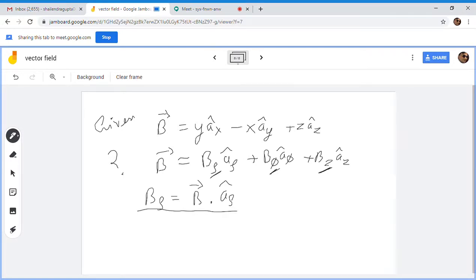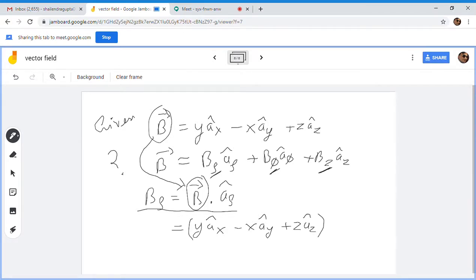Now replace this b vector. This vector will be replaced like this. Then it will become y ax minus x ay plus z az. If there is any problem, please speak out or write in the comment box. The vector dot product with a rho.